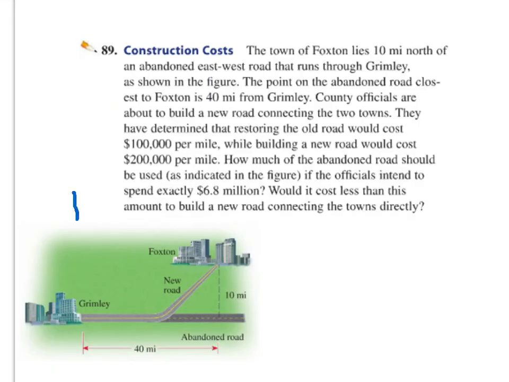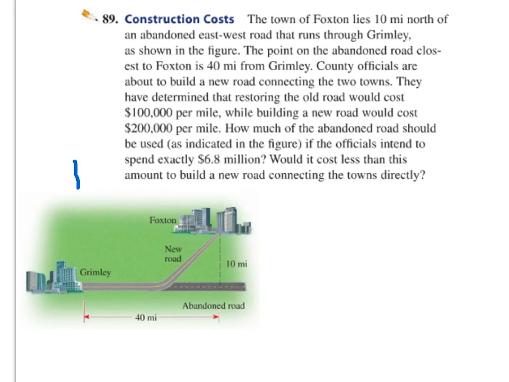This one deals with the construction cost of building a road between two towns. We have a town called Foxton that lies 10 miles north of an abandoned east-west road that runs through another town called Grimley, as shown in the figure. So here's Foxton, and Foxton is 10 miles north of the abandoned road that runs through Grimley.